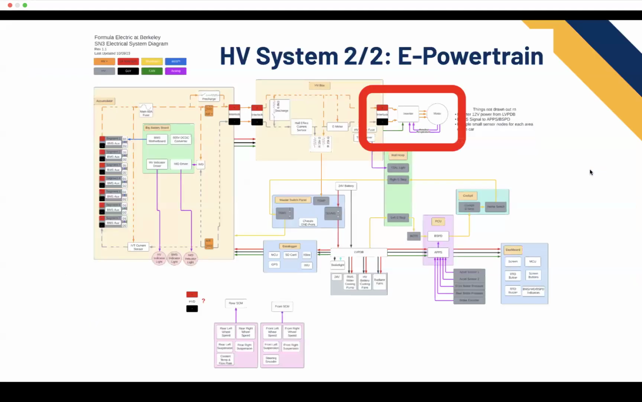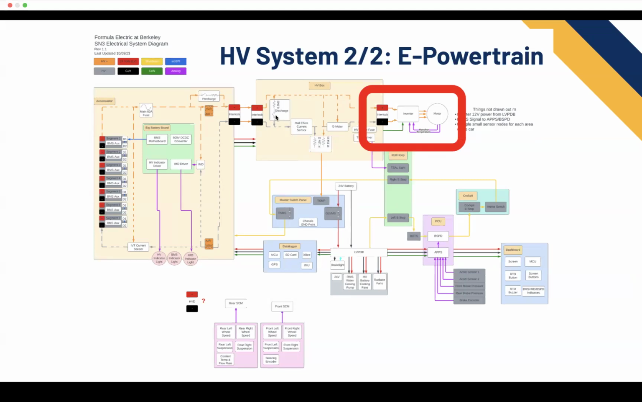Hopefully he talks about the HV box okay. Evan made this presentation, and he was the head of E-Powertrain last semester. So obviously that's where he went for the second part of the HV system. But real quick, I'll cover HV box components just in case he didn't write about those in the next slide.